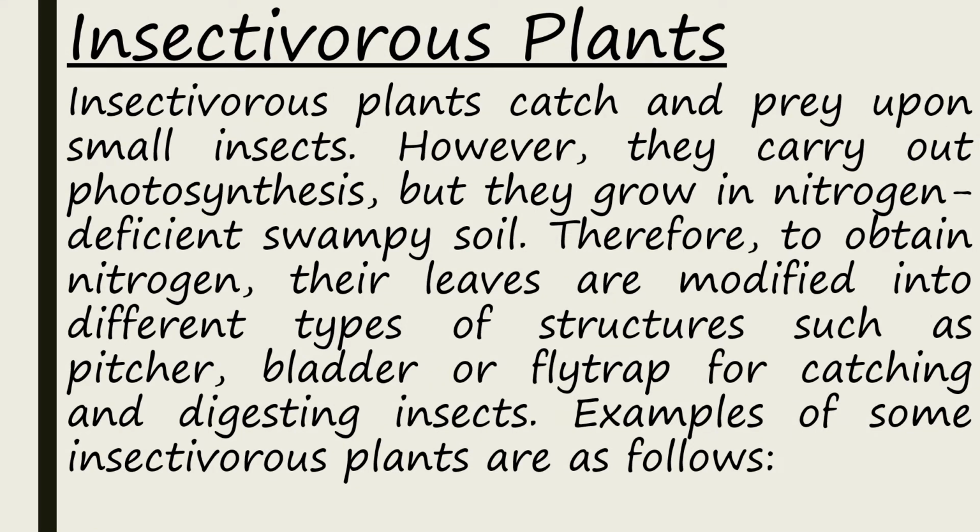Insectivorous plants. Insectivorous plants catch and prey upon small insects. They carry out photosynthesis, but they grow in nitrogen deficient swampy soil. Therefore, to obtain nitrogen, their leaves are modified into different types of structures such as pitcher, bladder or fly trap for catching and digesting insects. Examples of some insectivorous plants are as follows.